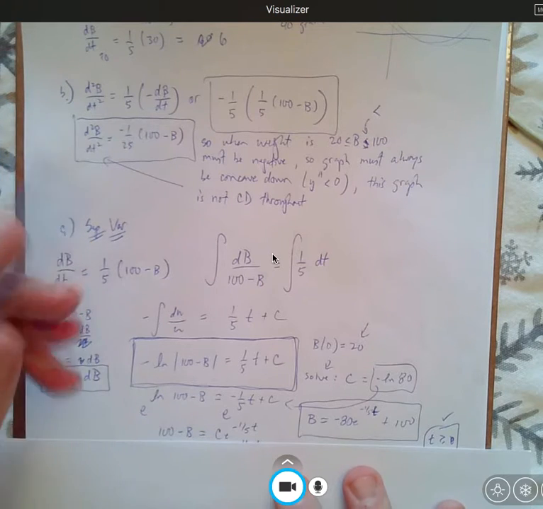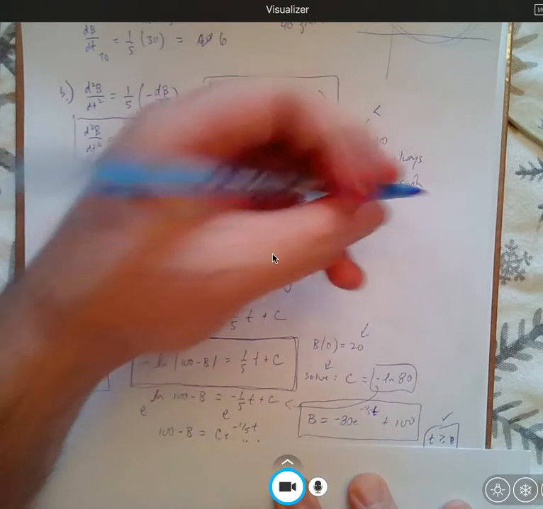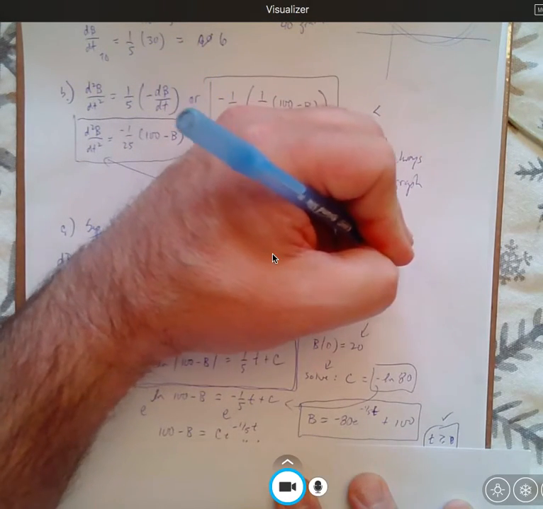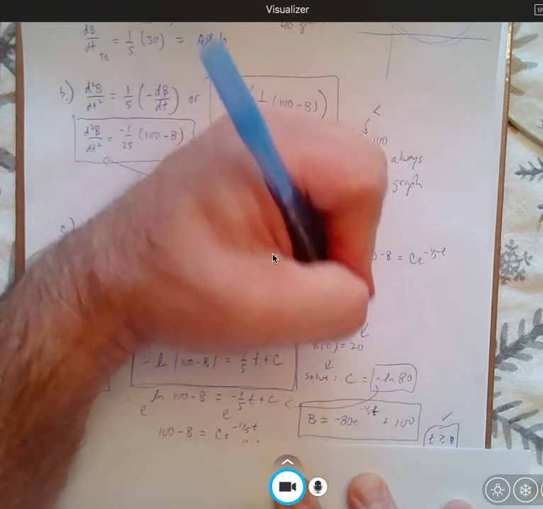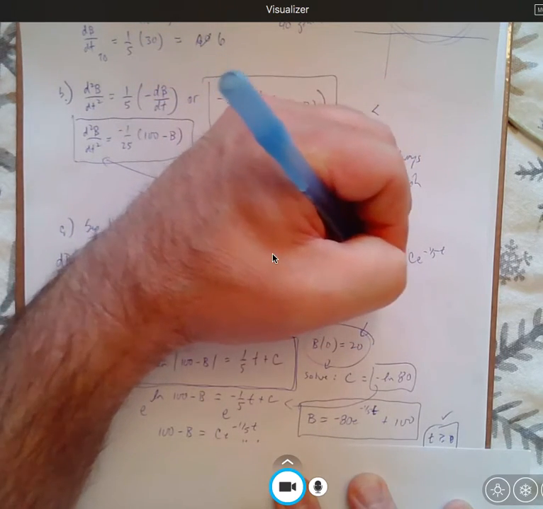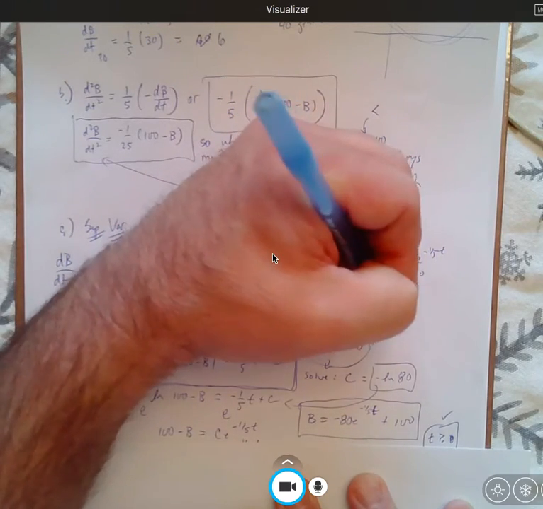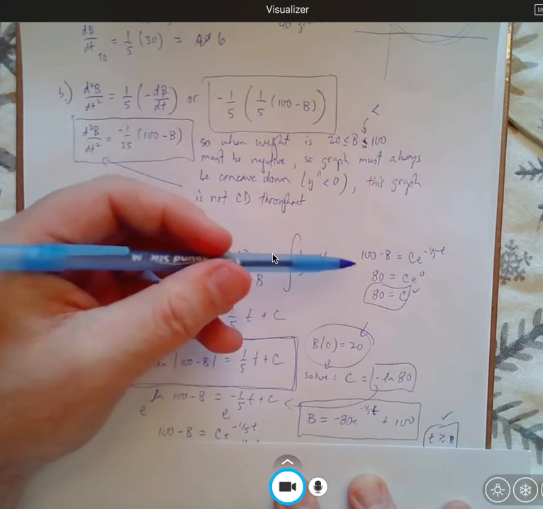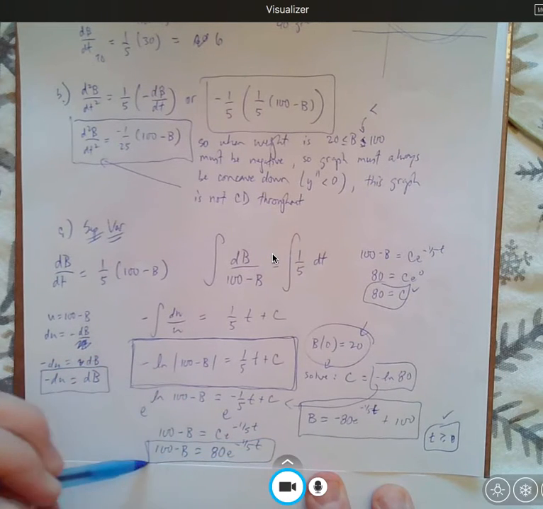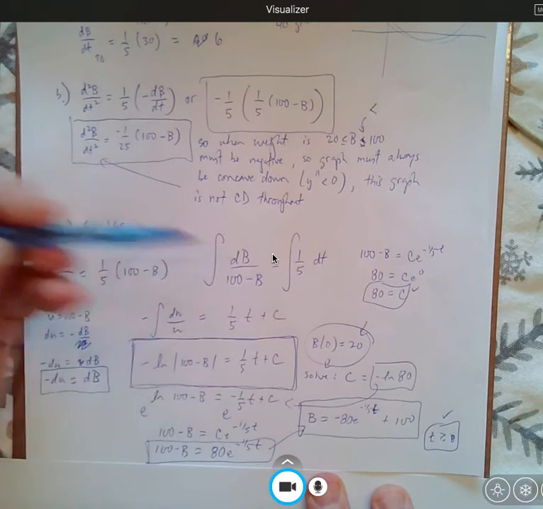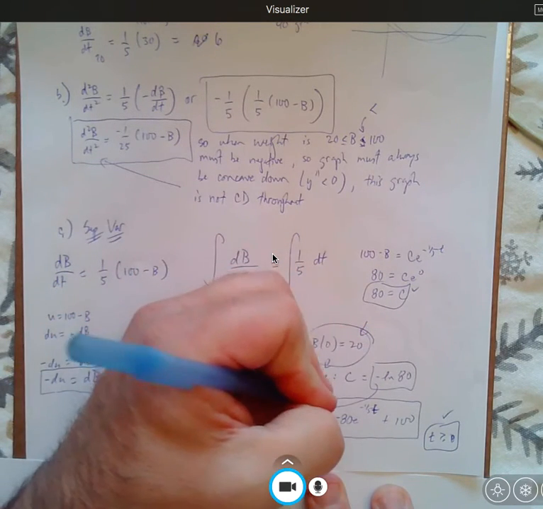And then if you want to, you can use the initial condition here, which I recommend also, because if you have 100 minus B equals C e to the negative 1/5 t, with the initial condition, you get 80 equals C e to the 0, so C is 80 because e to the 0 is 1, right? So that might be the best way to do it, and then solve for C, which I did, and then from there you solve for B. Bring the 100 to the other side and then divide by the negative. And this will give you the answer they're looking for.